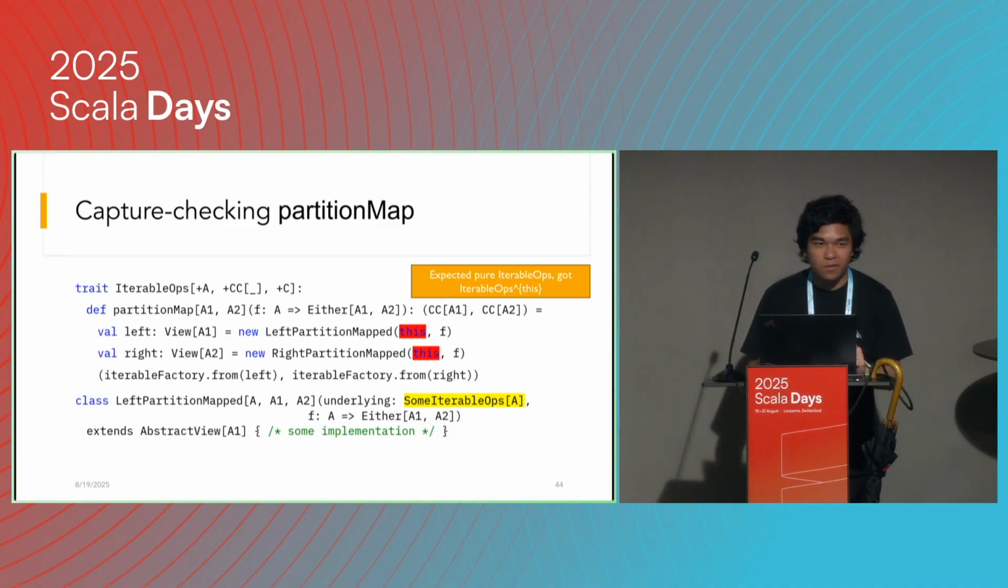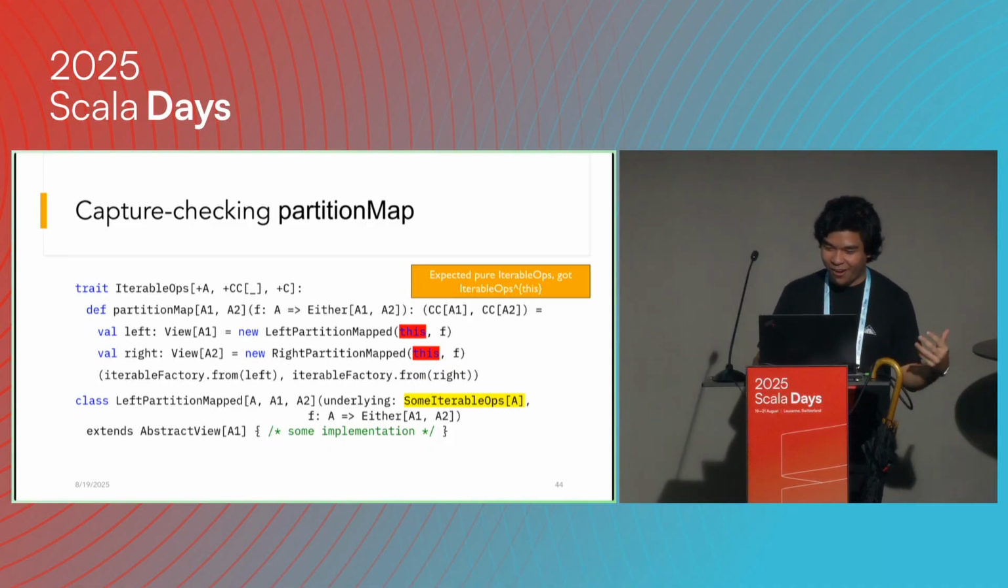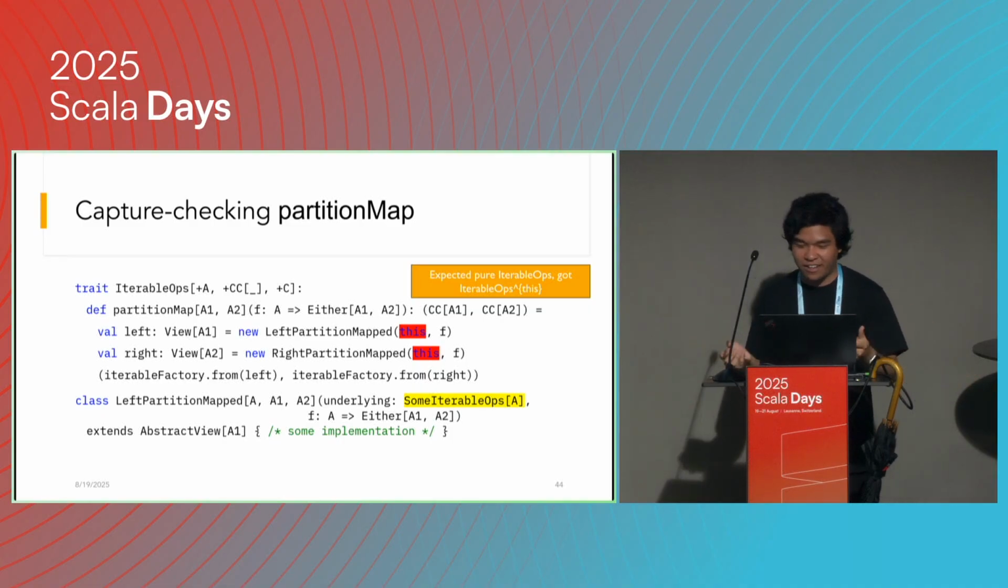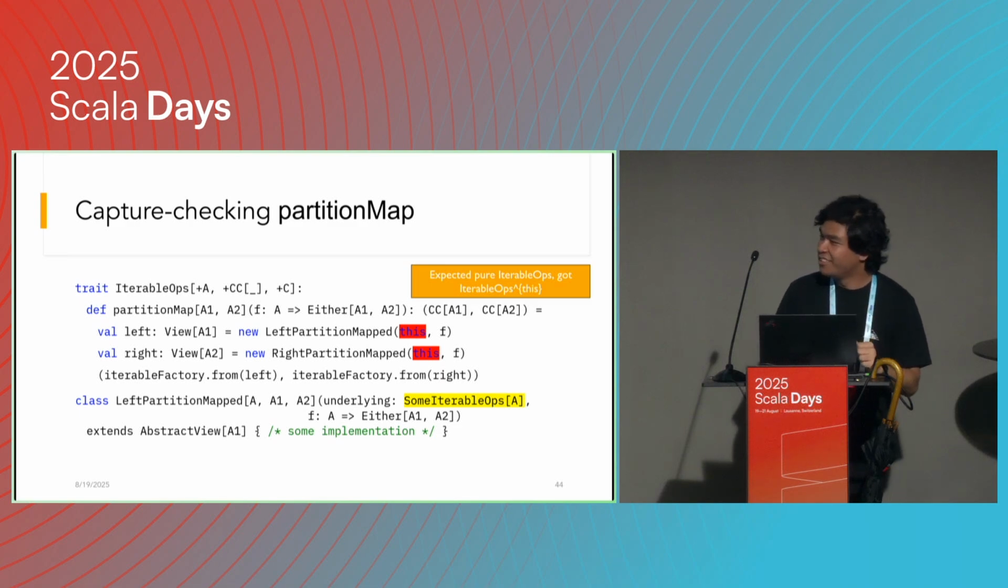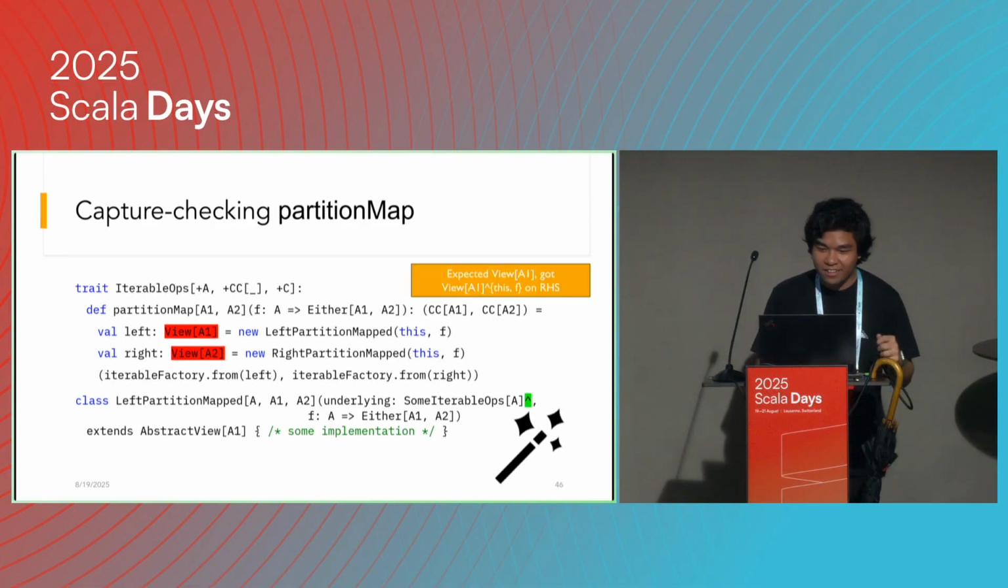You annotate some iterable ops with the hat? Yes, exactly. So here the problem is we are instantiating left partition mapped with something that it should not take, well, it doesn't accept right now, which is an impure some iterable ops, because it was missing a hat. So let's add the hat. And we wave our magic wand again.